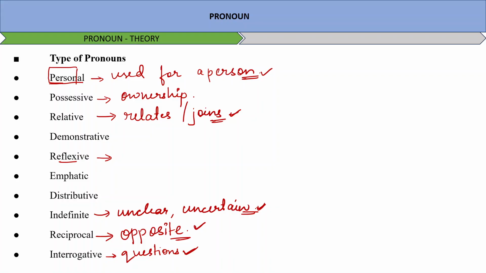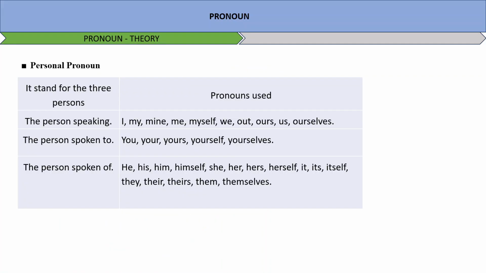Now let's move to the major part of learning pronouns, where we'll be discussing each and every pronoun type in detail. So let's begin with the first one, which is a personal pronoun. Now what is a personal pronoun? It stands for three persons. You see, it stands for three persons: the person speaking, the person spoken to, the person spoken of. Similarly, these are some examples associated with it.